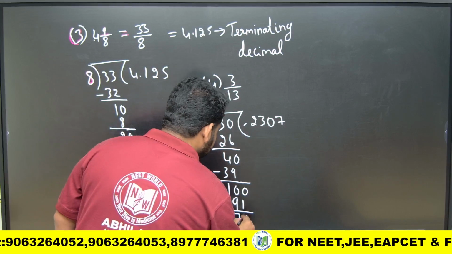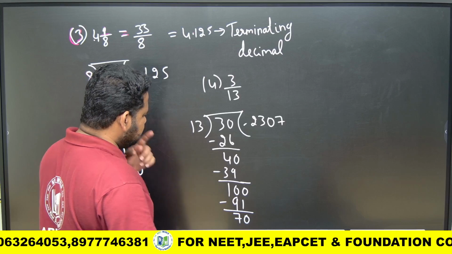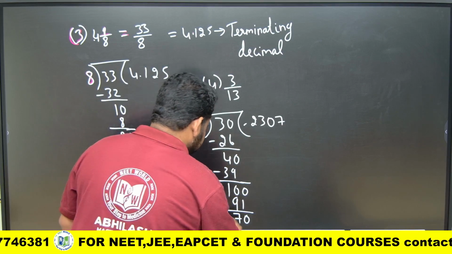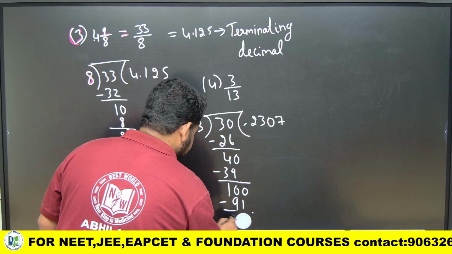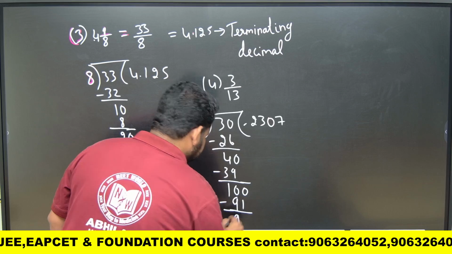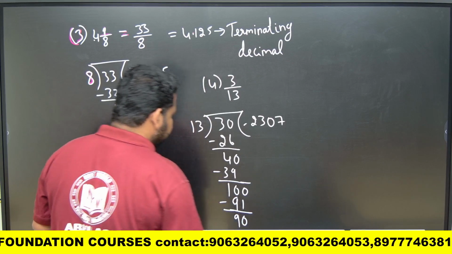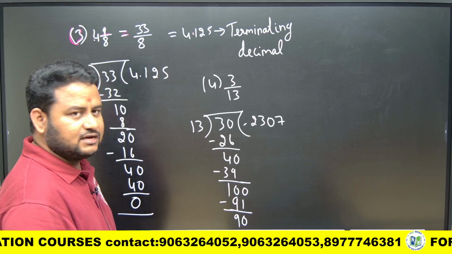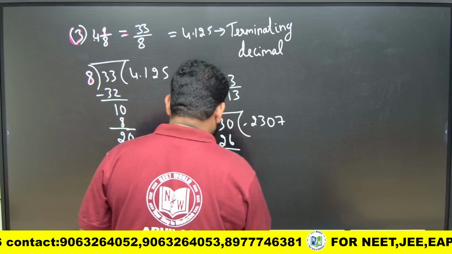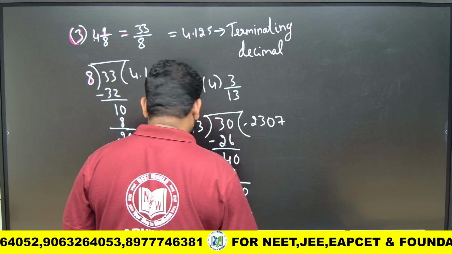If I put 0, again what can I do here? 13 3s are 39. So 13 7s are 91. I have remainder as 9. This is not 7, sorry, this should be 9. Okay, I got 9. Let me put 0. If I put 0, what will I get? 13 6s are 78. Let me write this question. Let me move this. No problem.